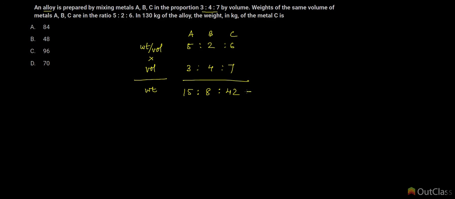Add it up, you will see that this is actually 65 parts. Notice how they've given you a very convenient multiple of 65 here. 65 parts is 130 kg. If that is the case, then what is the weight of metal C? C is 42 parts, that should be 84 kg.